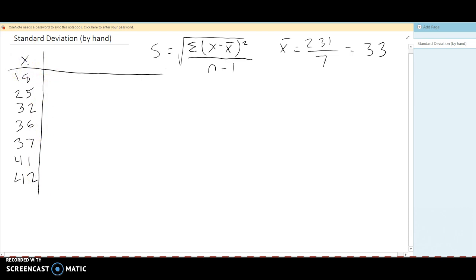All right, so we're going to create a table here. So this is our x values. The next column that I want is our deviations. So this is our data value minus our mean. So I'm going to put a little x minus our mean here.